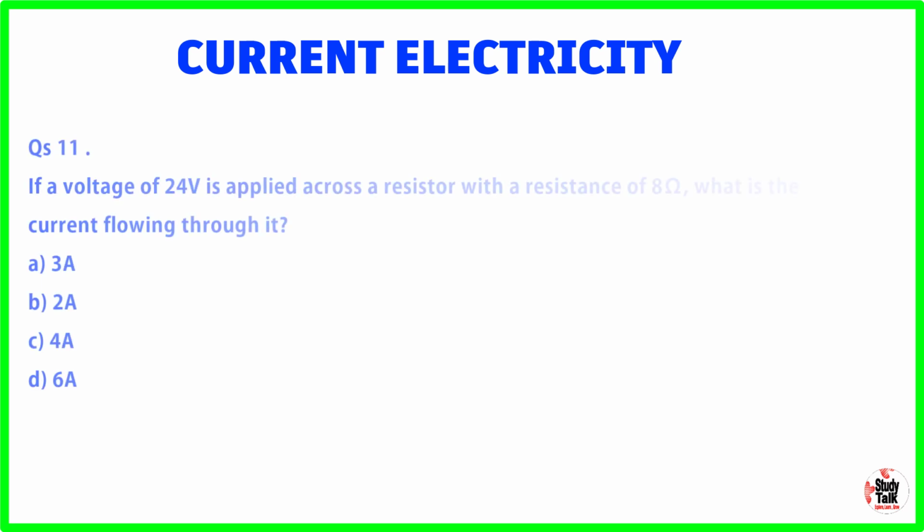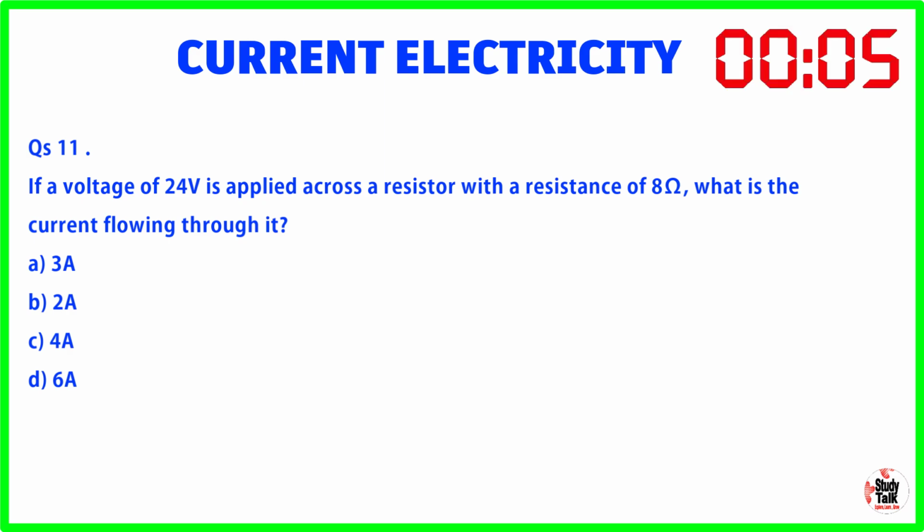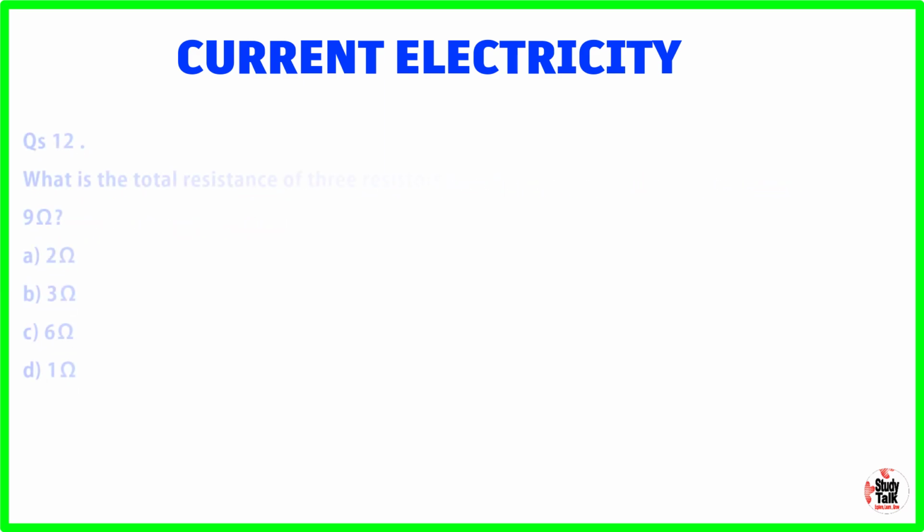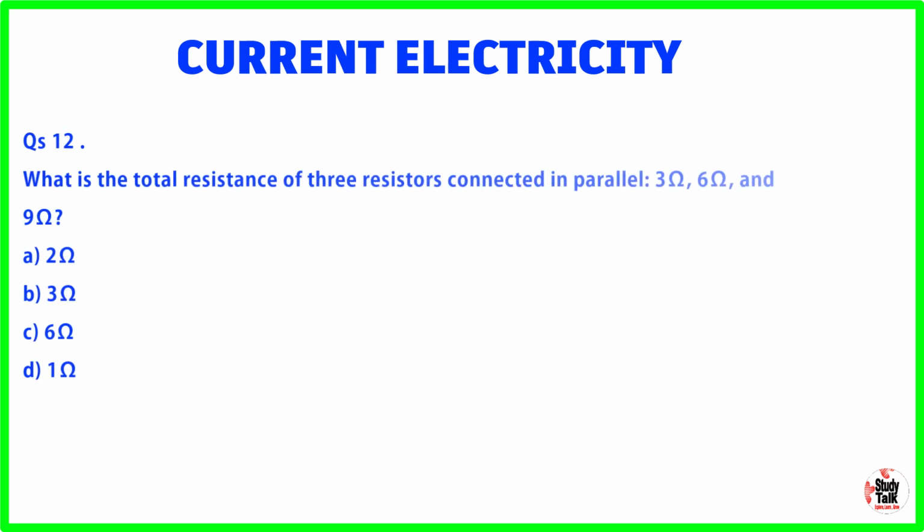If a voltage of 24 volt is applied across a resistor with a resistance of 8 ohms, what is the current flowing through it? 3 ampere. What is the total resistance of 3 resistors connected in parallel? 3 ohms, 6 ohms and 9 ohms. 1 ohms.